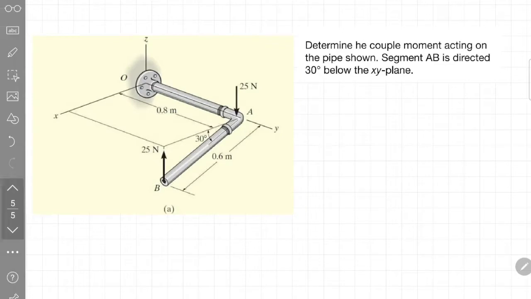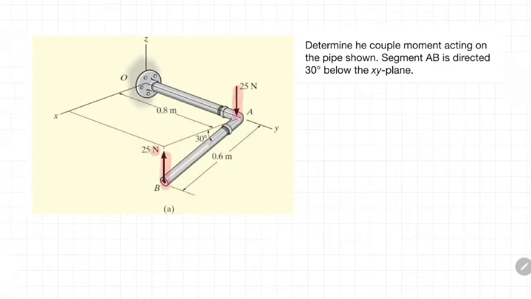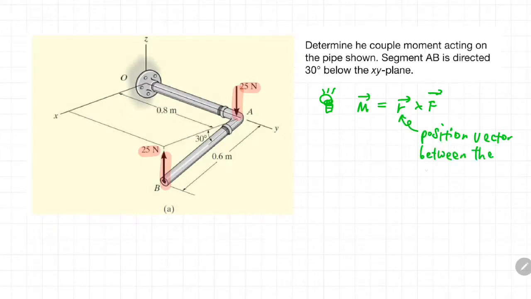Okay, so in this example, given a pair of couple force with a magnitude of 25 Newton, based from the previous formula, we can calculate the vector of the moment by using the R vector cross product with the F vector, whereby the R vector is the position vector connecting between the couple moment.